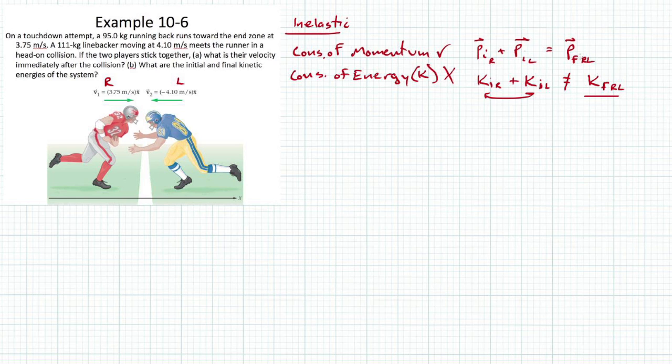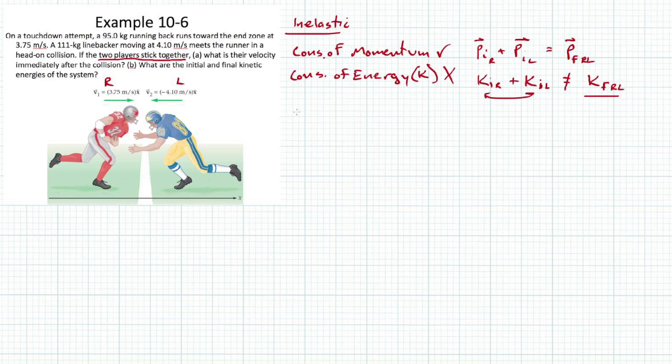I keep saying together, by the way, because what happens here is the two players stick together. Apparently in football, when you tackle another guy, you're supposed to wrap him up so he can't bounce off of you and keep going. So our linebacker is going to wrap up the running back right here, and they're going to fall to the ground together as one single unit.